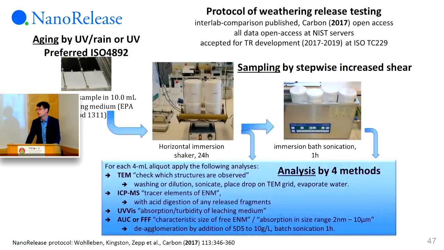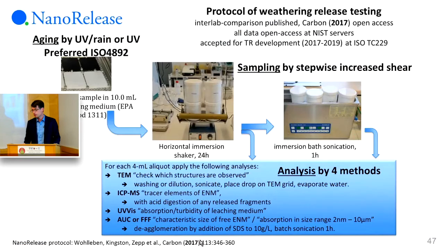We need methods to do this. And so in the nano release project, together with many partners, especially here in Canada and in the US, we established this protocol. We use, and that's important, an ISO standard to degrade the material. So we know that this is relevant because people use it all the time for product durability testing. And then we just add sampling by shear forces, and we analyze these materials by different methods.